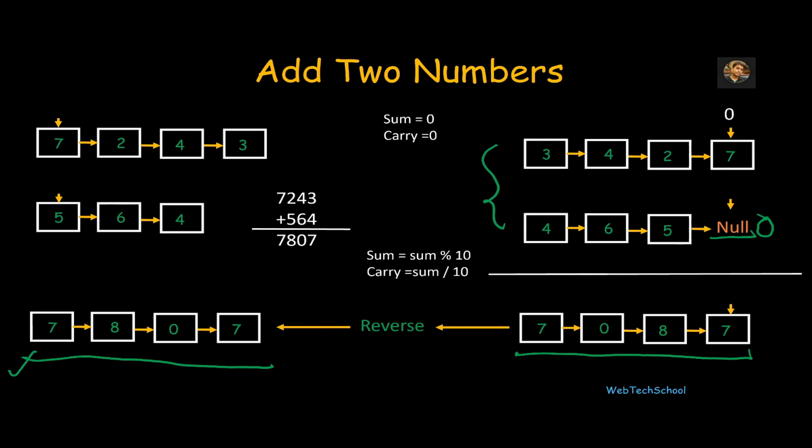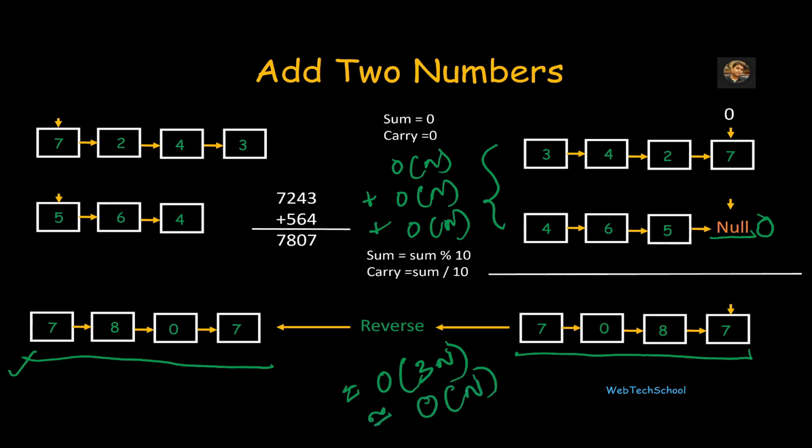What will be the time complexity for this approach? For reversing the first list, it will be big O of n. For reversing the second list, it will be again big O of n. For reversing the result list, it will be again big O of n. So which will be big O of 3n, which will be equivalent to big O of n. So we can do this operation in big O of n time.